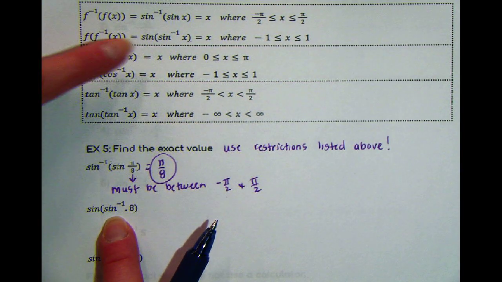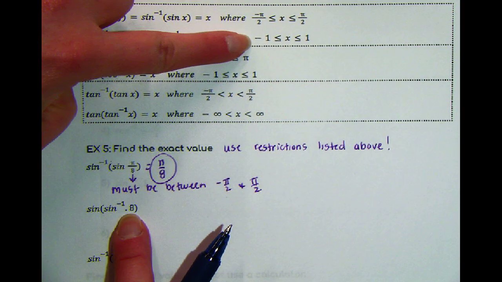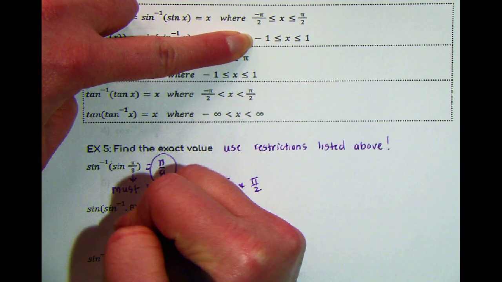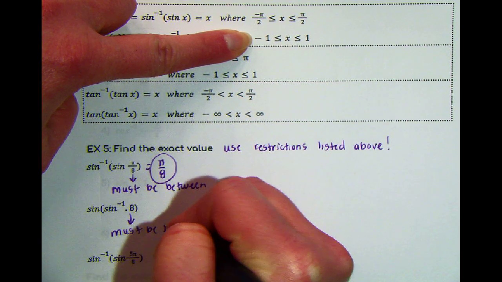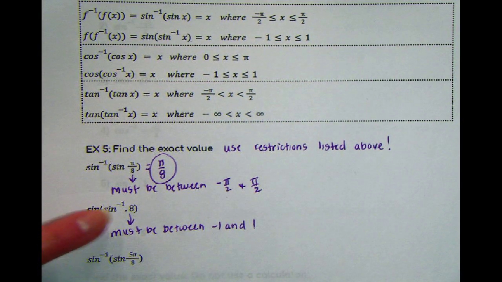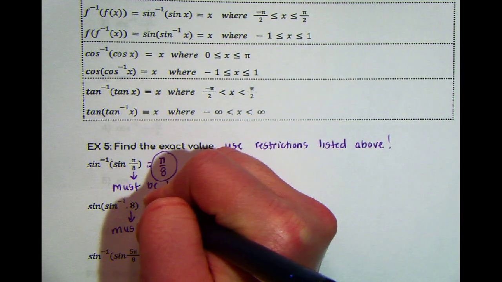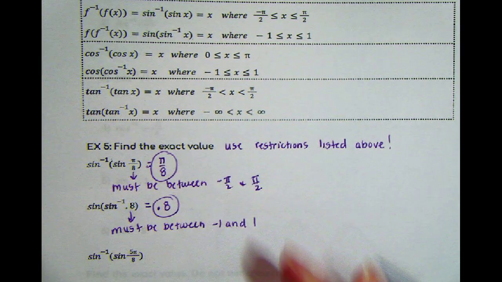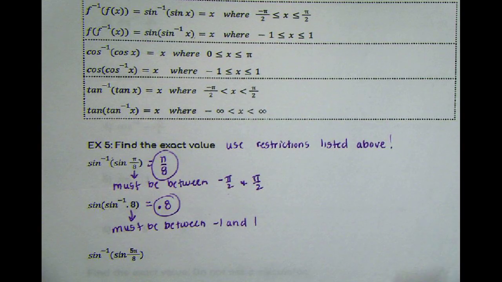Here, sine, inverse sine is on the inside, I'm following this stipulation. This will be the answer as long as it's between negative 1 and 1. Must be between negative 1 and 1. Well, 0.8 is definitely between negative 1 and 1. So that is 100% my answer. Super. Do you see what I mean? Like most of the time, it fits.